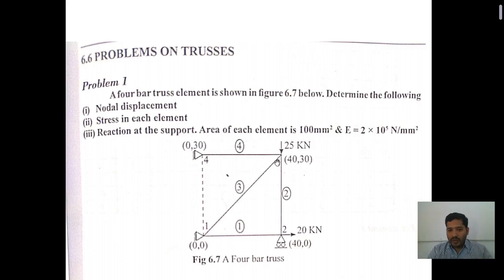Clear? So the distance from the third node to the fourth node, because the third and fourth nodes should be parallel to the first and second nodes, should be the same. The length from the third node to the fourth node is 40 mm. The distance from the fourth node to the first node should be 30 mm. Clear? So let us see.